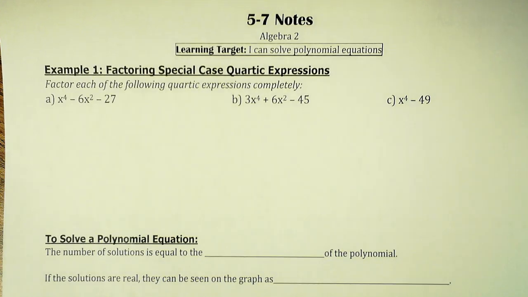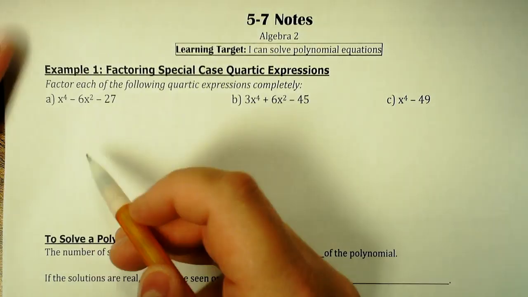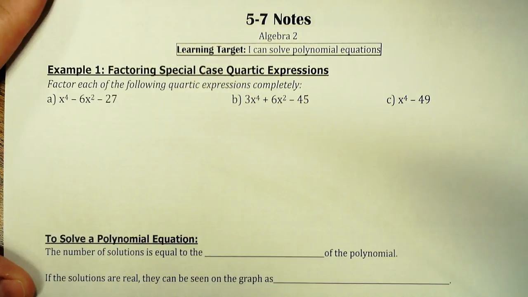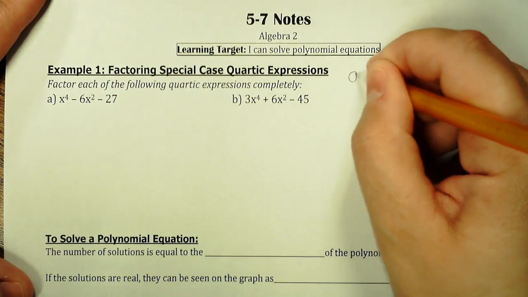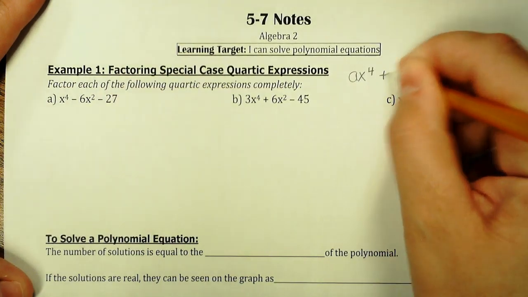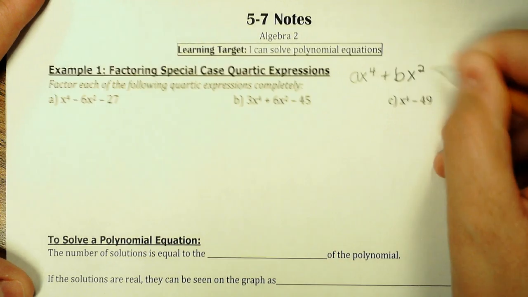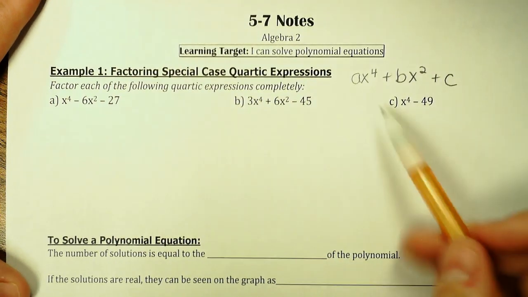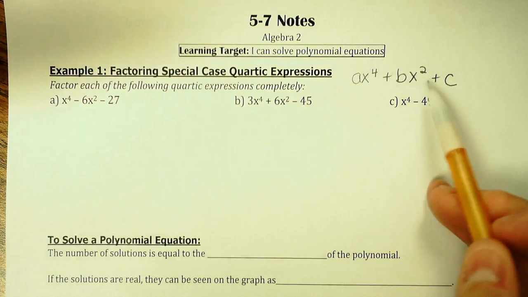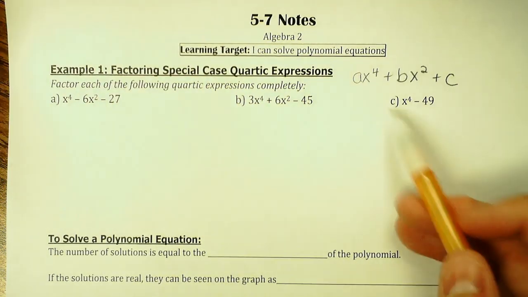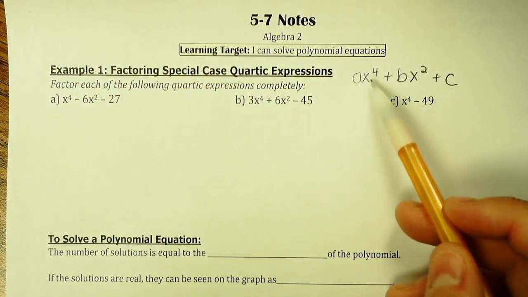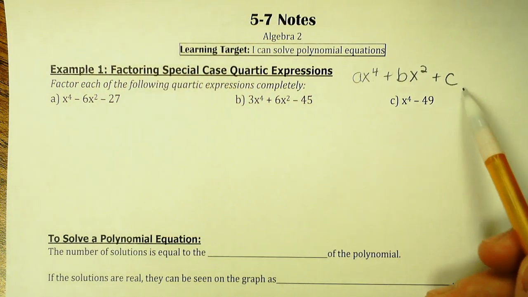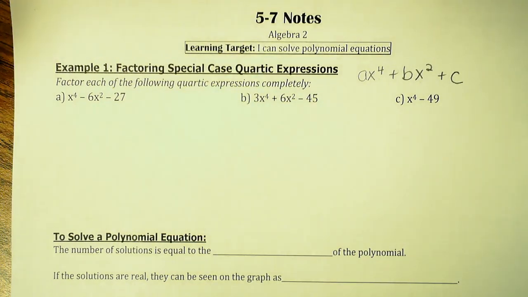Okay, so these questions are of the format. These are all quartic expressions. That means they're to the fourth power. So this is going to look really similar to a quadratic. So normally we have ax squared plus bx, there's no power there, plus c. So this is a quartic expression in that same format. So this is to the fourth, this is squared, this is a plain number. No third powers, nothing like that when you're doing these problems.